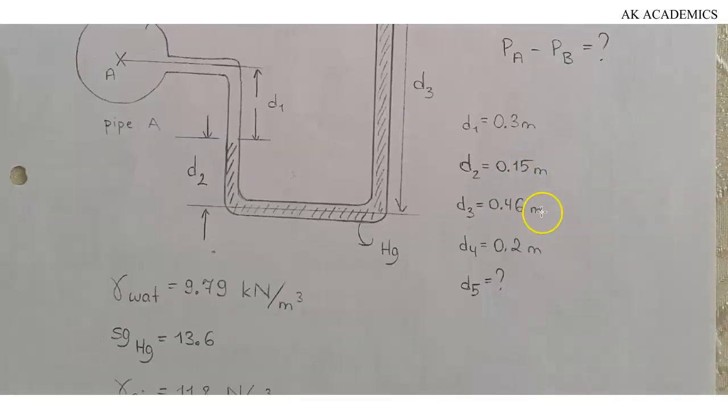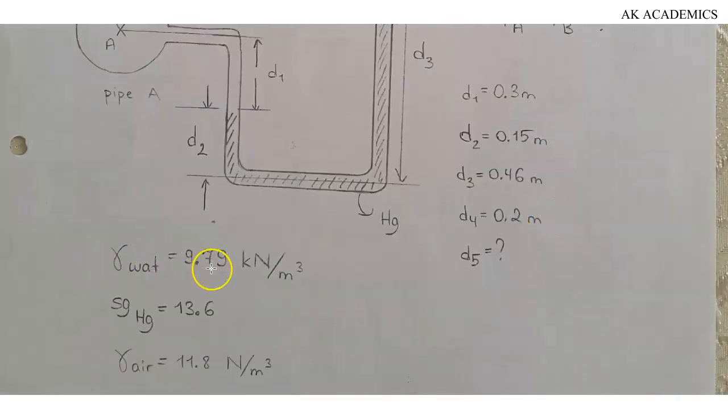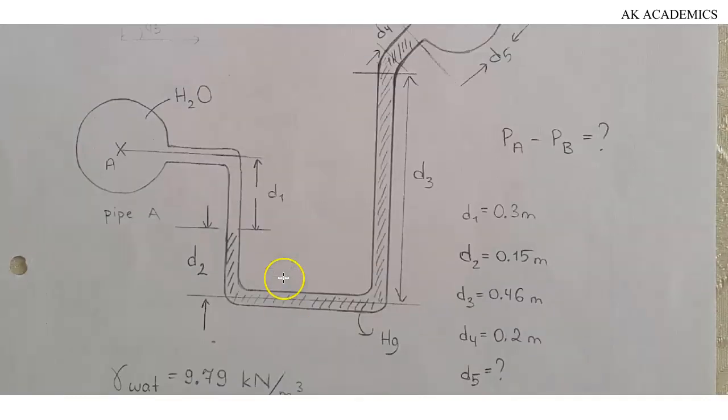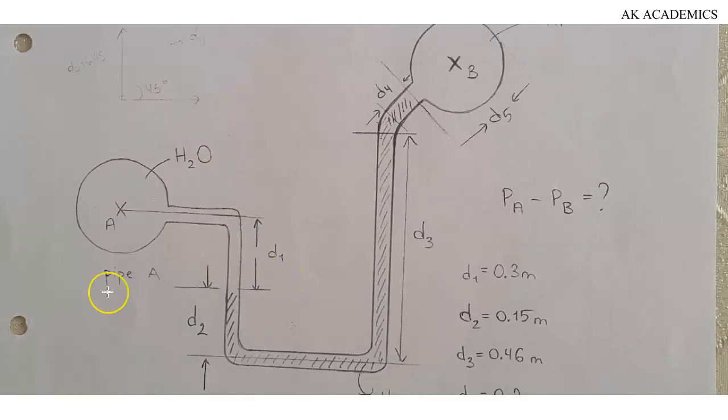We've been given the specific weight of water as 9.79 kilonewtons per cubic meter. The specific gravity of mercury is given as 13.6. That's a constant, we know that. And then the specific weight of air is given as 11.8 newtons per cubic meter. Again, what we're going to do is simply add all the pressures, starting from A.